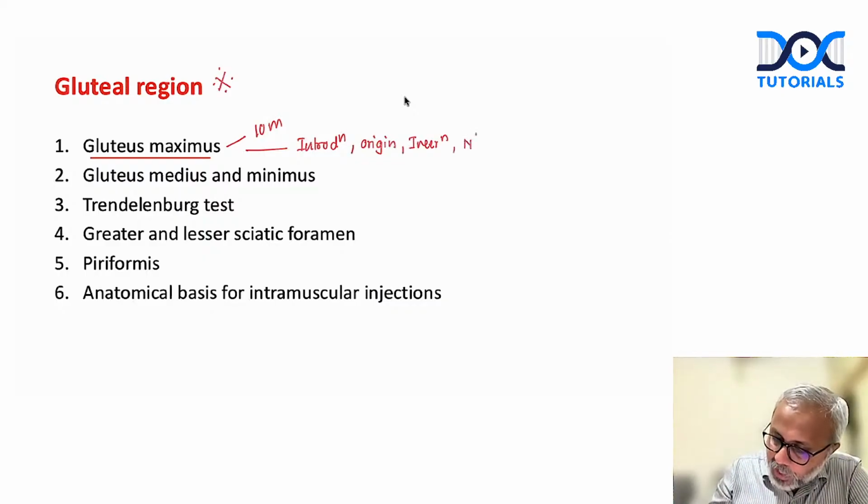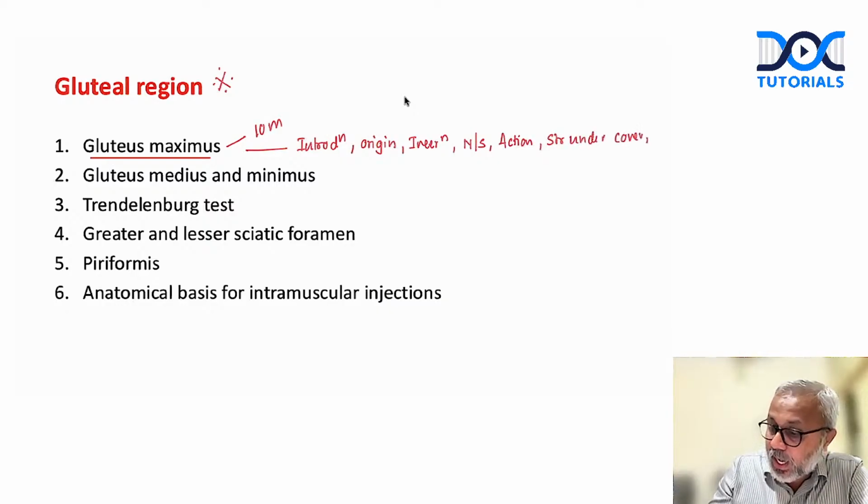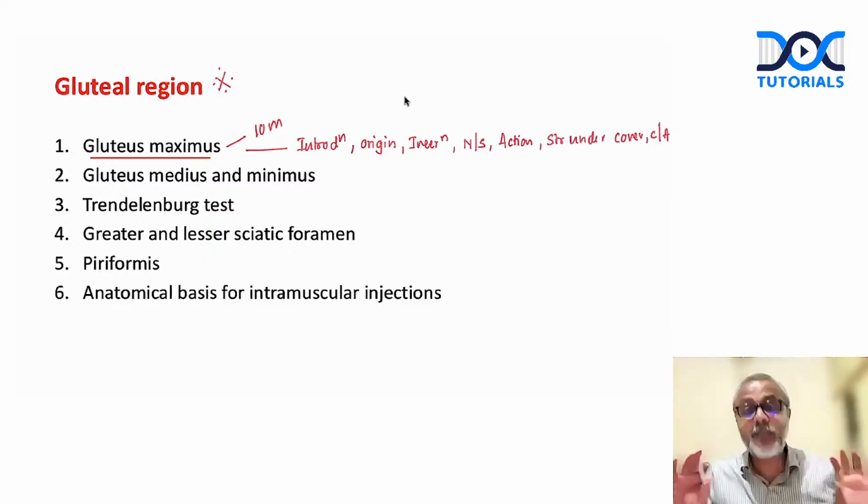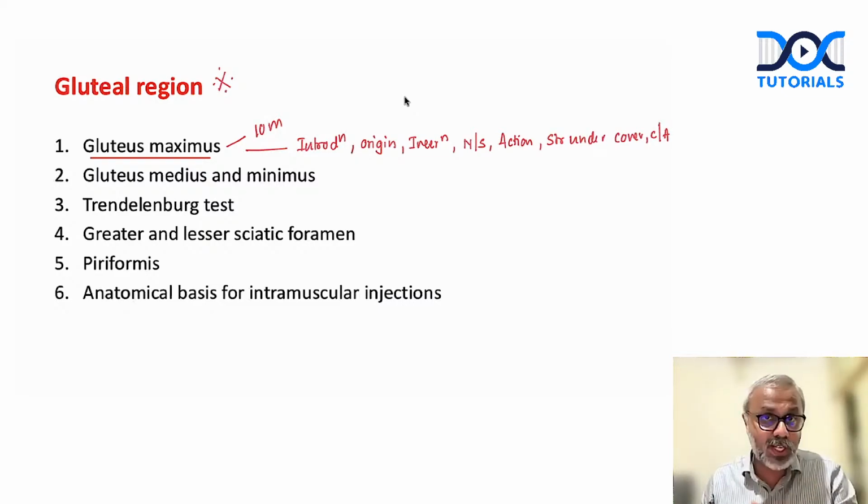Then what about its nerve supply? What about its action? What about the structures under the cover of gluteus maximus? And then the clinical anatomy. So this is how we need to write if gluteus maximus is asked as a 10-marker question. As we will see later in this session, gluteus maximus was once asked as a case-based question. We'll see exactly how it was asked.